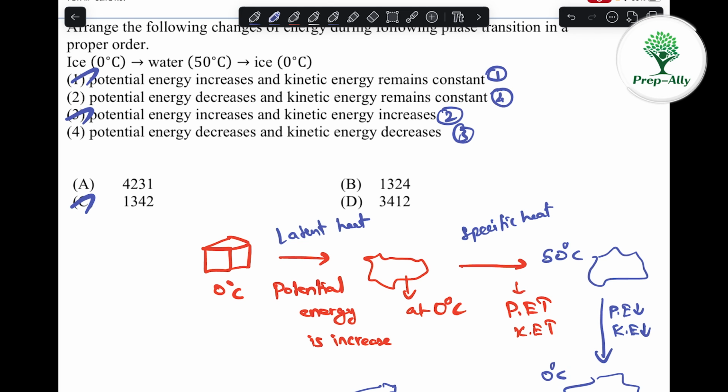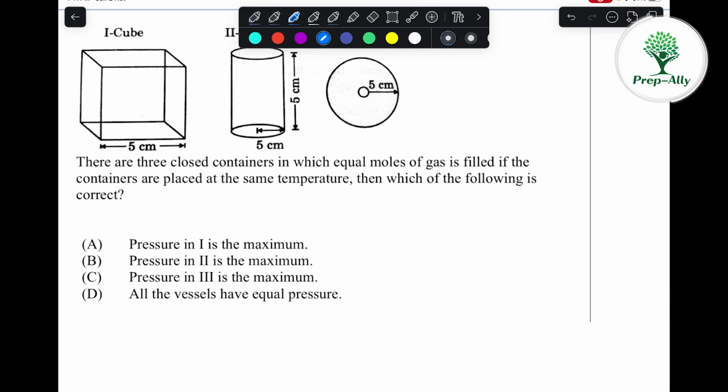So option C is going to be your answer. There are 3 closed containers in which equal moles of gas are filled. If the containers are placed at the same temperature, then which of the following is correct? So they are asking about the pressure, that's all, right?